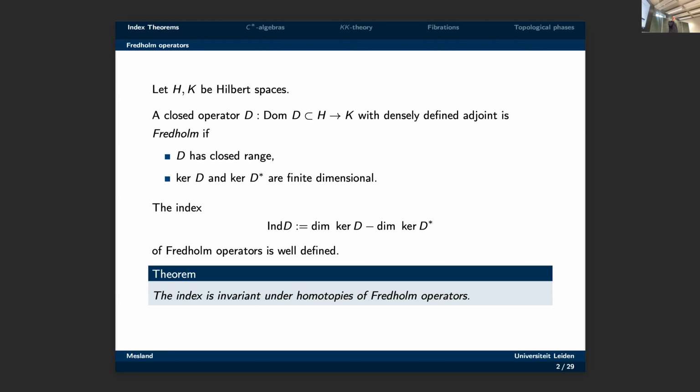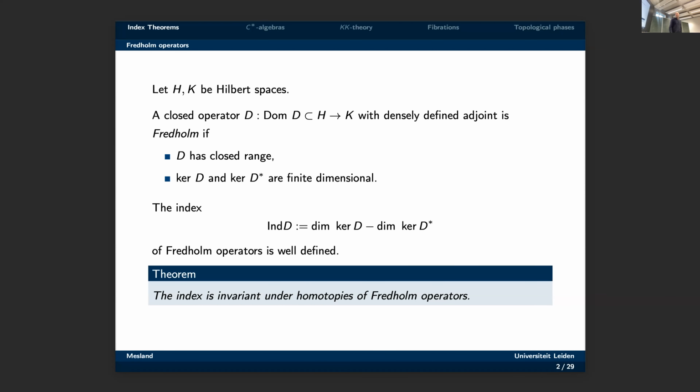I will set up the index theory for potentially unbounded operators, because these are the operators that arise in geometry. As I think we all know, typical geometrically defined operators are not bounded. They have a dense domain, and so that's why I'm setting it up like this. And we say that such an operator between two Hilbert spaces defined on a dense domain is Fredholm if it has closed range. Actually, this assumption is superfluous in the Hilbert space setting. And its kernel and the kernel of its adjoint are finite dimensional. So we basically put in the condition we need to define the invariant we want to define.